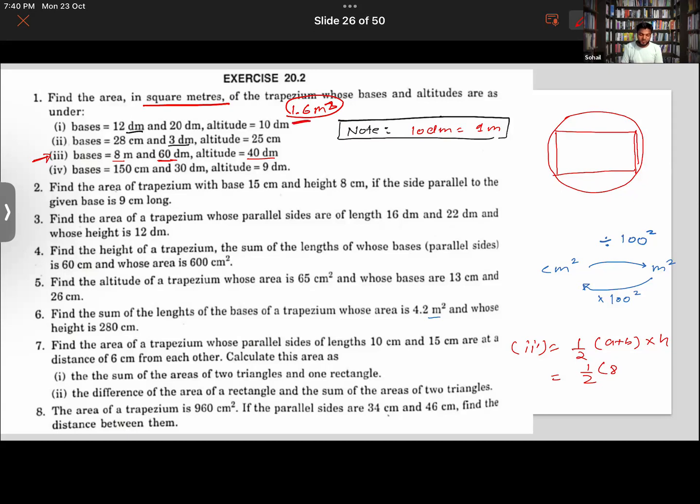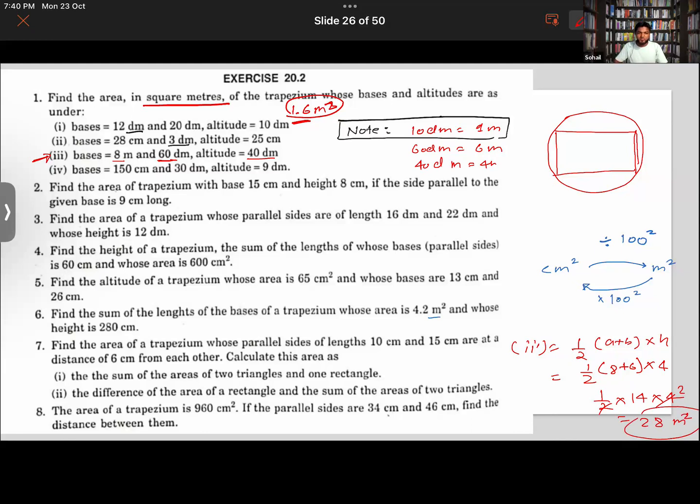1.6 square meter. So it's 60 decimeter. 60 decimeter means simply 6 meter. So 8 plus 6. And the height is 40 decimeter. 40 decimeter simply means 4 meter. So half times 14 multiplied by 4. That is 28. 28 square meter would be the answer, not 280.